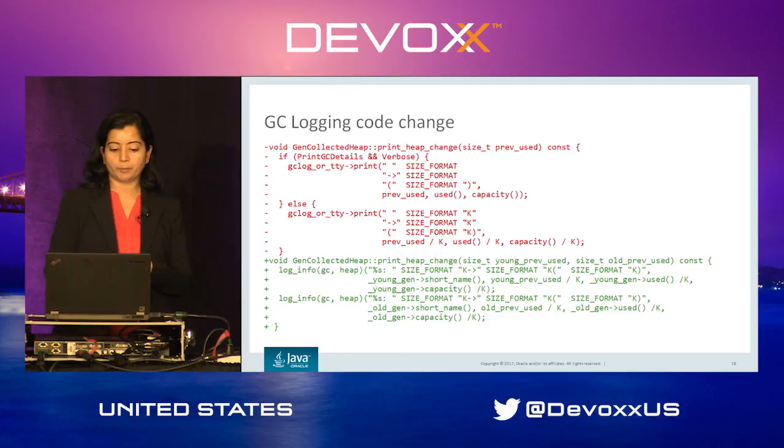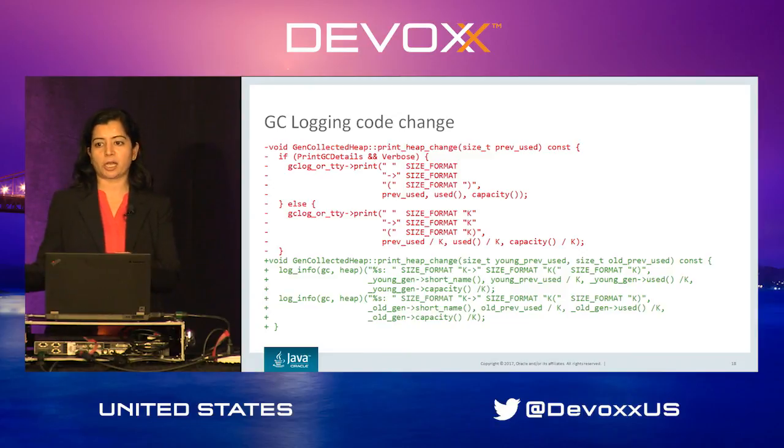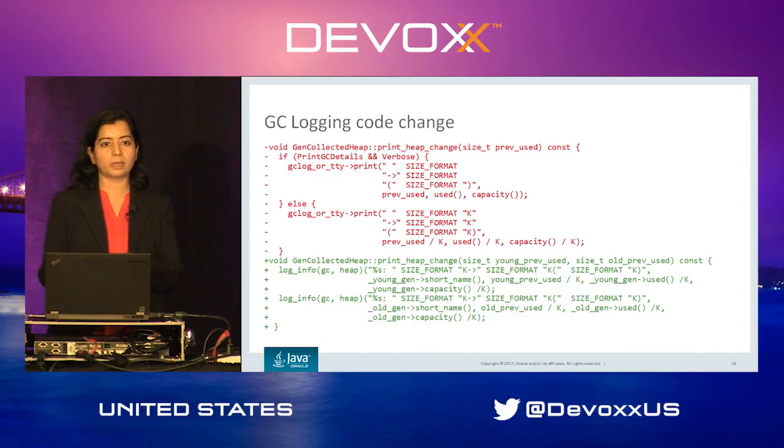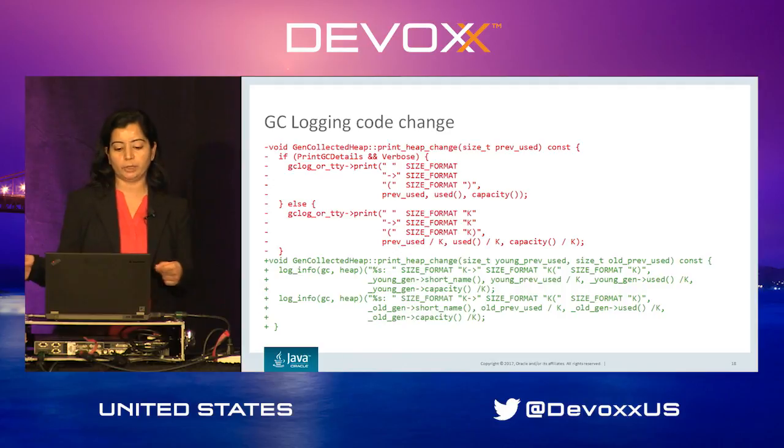There are different macros for each level, and here you are telling that I want to log this message, which is heap usage transition details, with tags GC and heap, and I want to log this message at info level. So if someone on their command line uses -Xlog:gc+heap=info, or you don't have to say info because that's the default level, then this message would get printed.